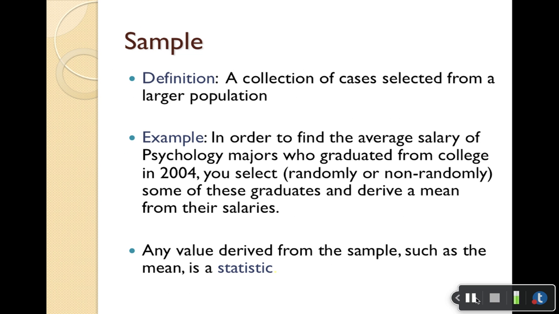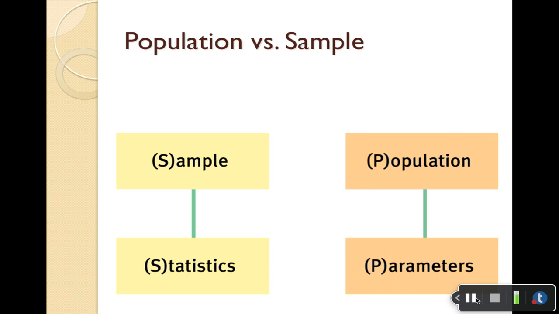Kind of the same idea here. If we were doing this with a sample, we might select people, either randomly or non-randomly, who graduated in 2004, and again calculate the mean or the average and try to use that information to say something about the average salary of psychology majors. And in this case, that value, we would call a statistic.